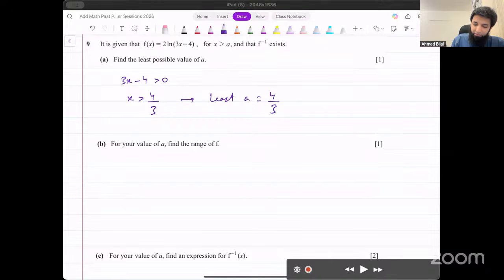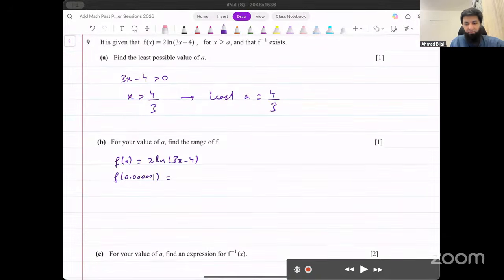What happens if a is close to 4 over 3? So think about what happens when it's close to 4 over 3. f of x is equal to 2 ln of 3x minus 4. That's the function, right? Can we input 4 over 3 exactly in this function? No, because that will give us ln of 0, right? But we can input some value which is very close to 4 over 3.